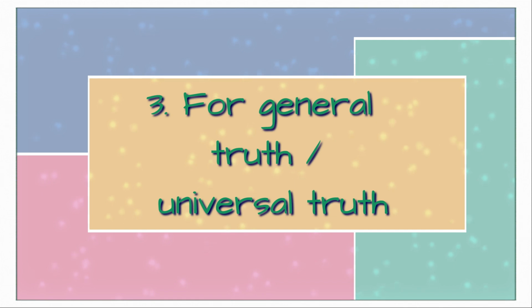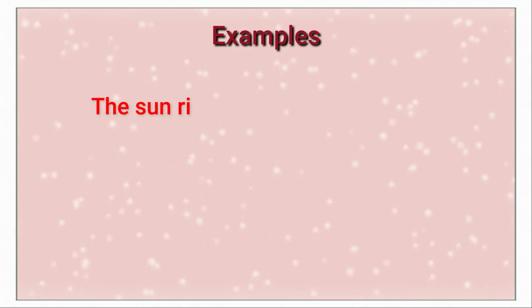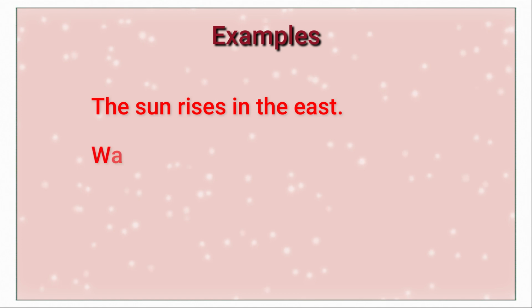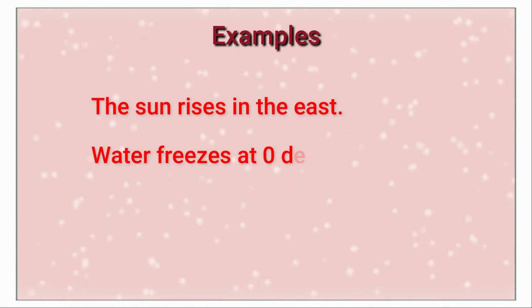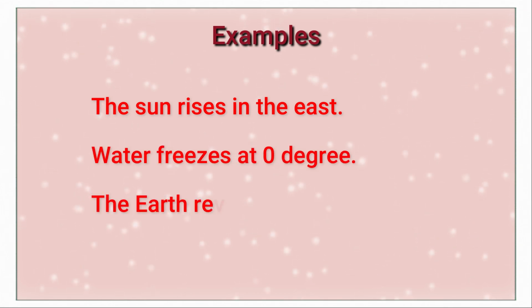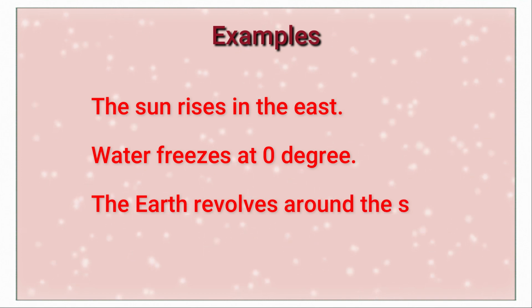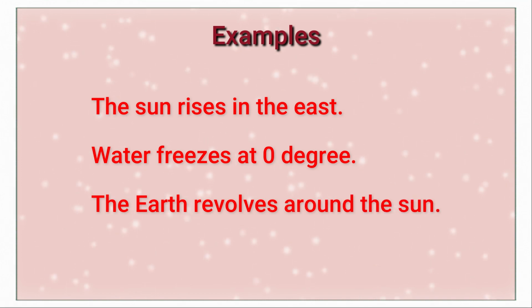Next one, for general truth or universal truth. For example, the sun rises in the east. Water freezes at 0 degree. The earth revolves around the sun.